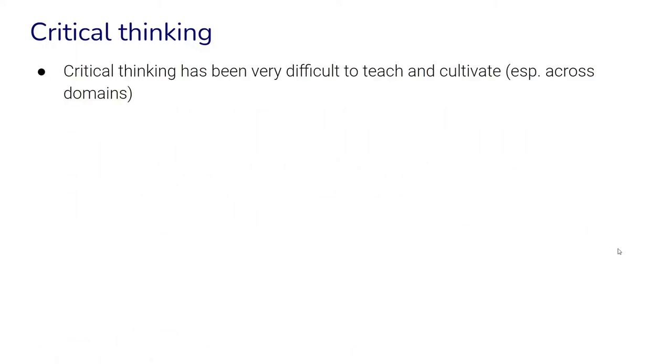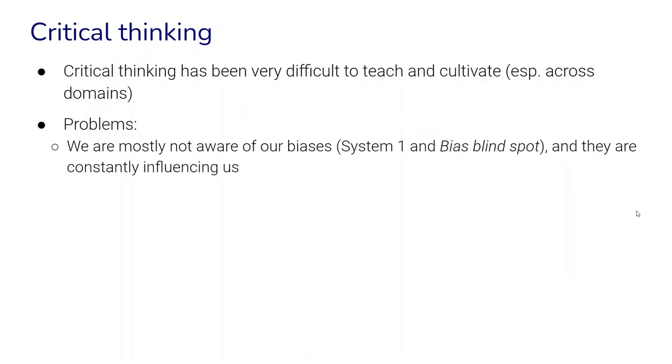So how can we develop and foster critical thinking? Well, overall, it's been very difficult to teach and cultivate it, especially across different kinds of domains and topics. So it's been difficult to teach students how to think critically across different kinds of themes and topics. And this is because of some challenges that, again, have to do with our mind, basically. So first of all, we are mostly not aware of our biases. Like, if you remember System 1, fast thinking and certain biases in themselves, they make it very difficult for us to even be aware of our unconscious thinking processes. And they are, at the same time, constantly influencing us.